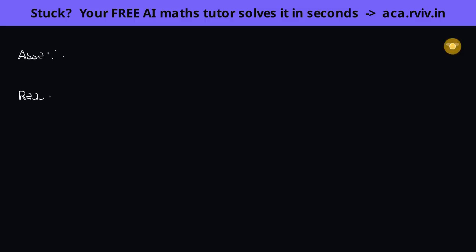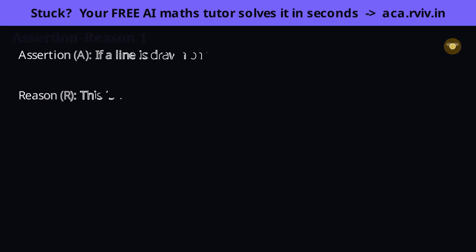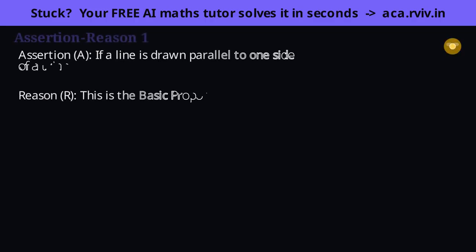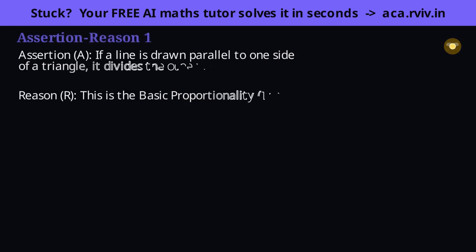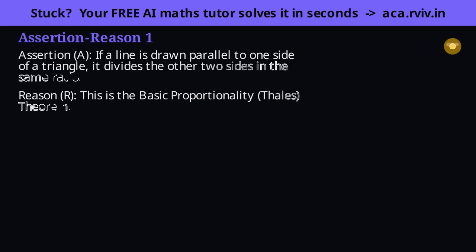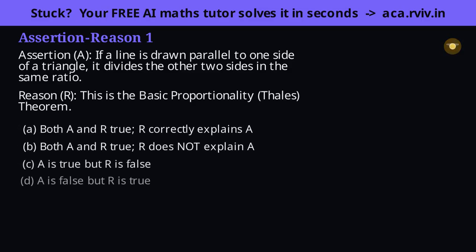Work an assertion reason in 3 checks. First, is the assertion true on its own? Second, is the reason true on its own? Third, and this is the one students skip, does the reason actually explain the assertion, or is it just a true but unrelated fact? Which option is correct?